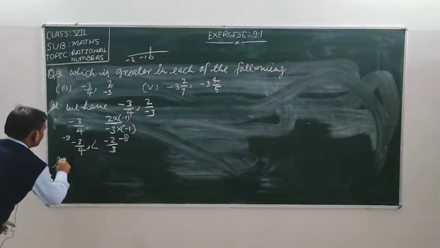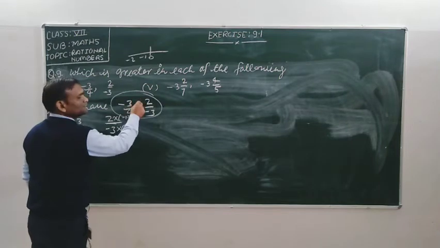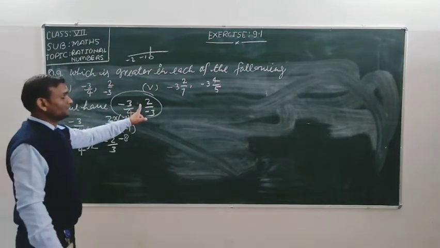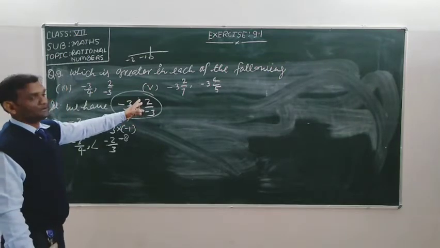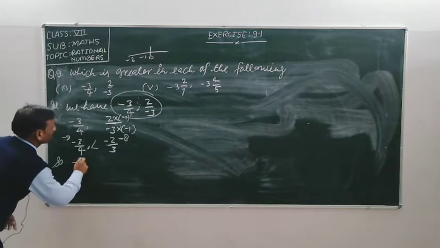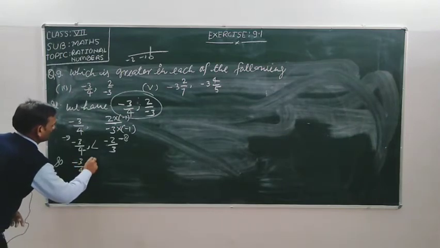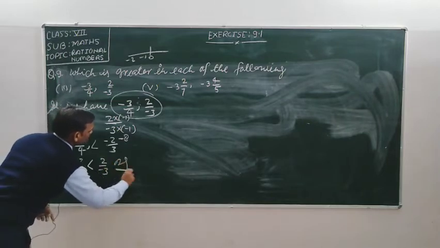So now tell, this is your question, you need to tell in these two fractions which is greater and which is smaller. So we use the symbol between these two fractions. Minus 3 upon 4 is smaller than 2 upon minus 3. This is my answer.